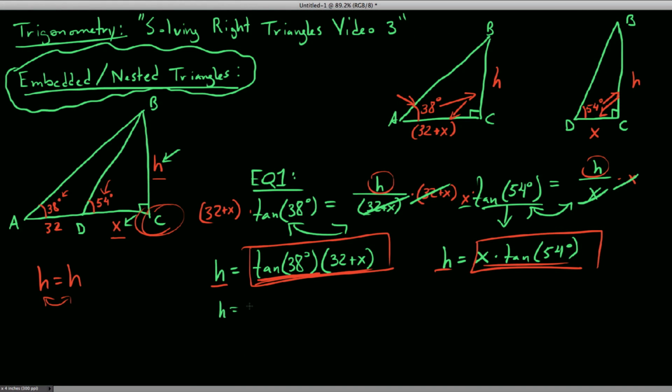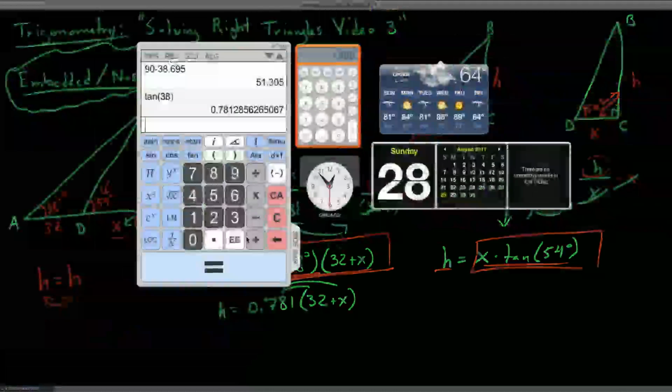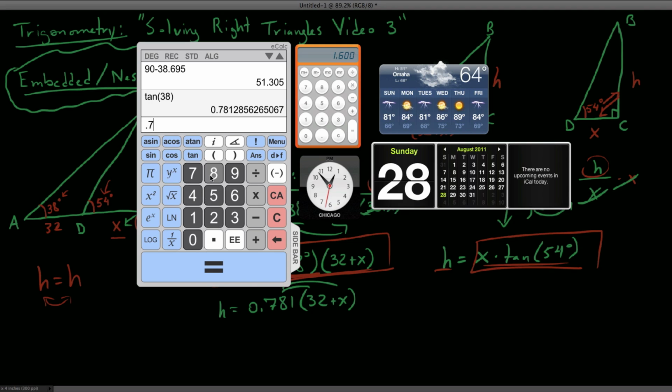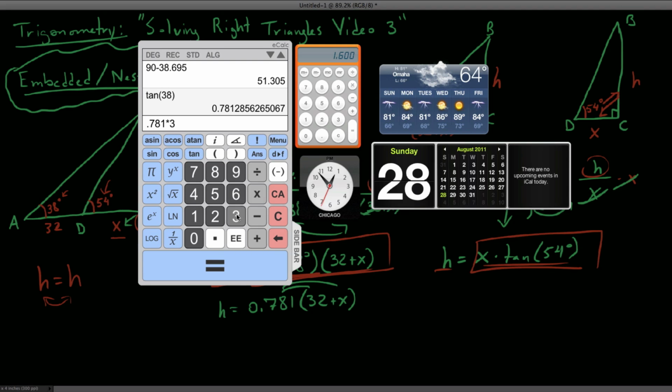We say h equals 0.781 times 32 plus x. The reason I did that is because now we're going to distribute this, and it's a little bit less writing. So let's take 0.781 times 32. If you're taking a trig class, get used to your calculator. It's your friend. 24.992.